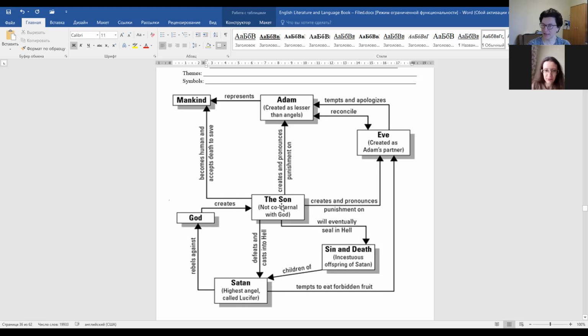So God creates the son, but also there is Adam, who represents mankind. And there is Eve, who is given as the partner. And in this character, we see the attitude of the time to women. What was the attitude to women? How does Eve represent the attitude to women of that time? The woman was a partner of a man, she was equal to Adam.